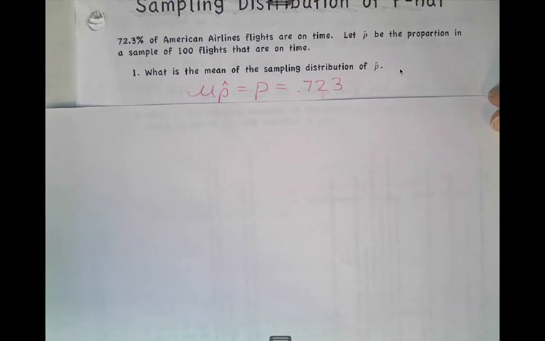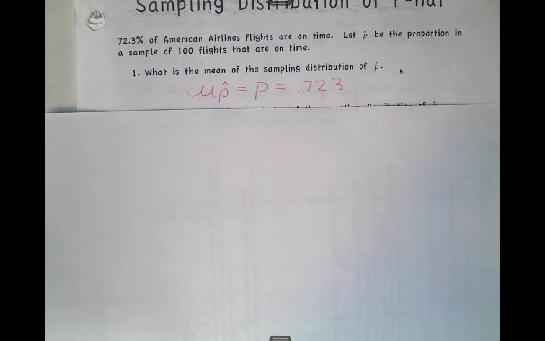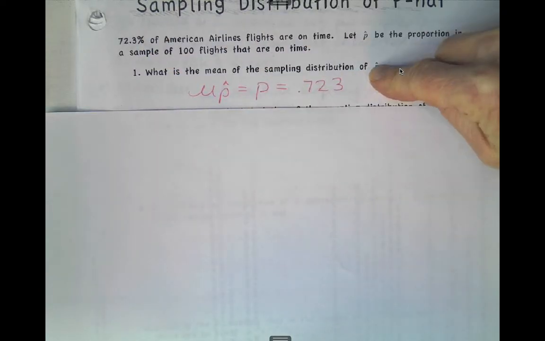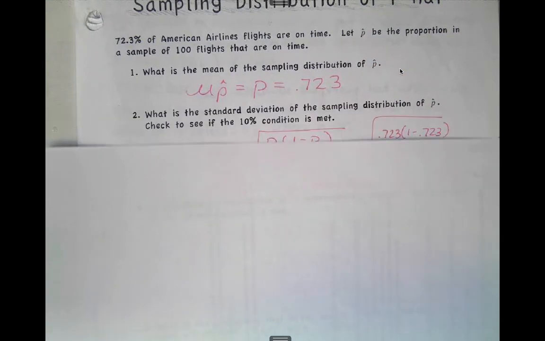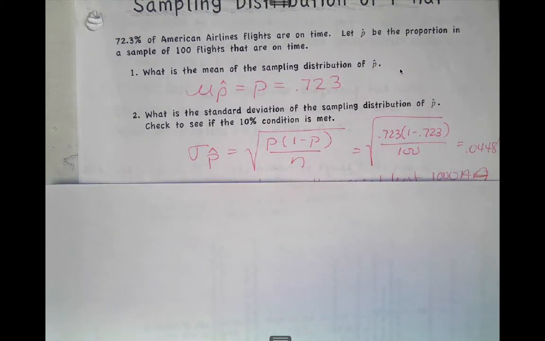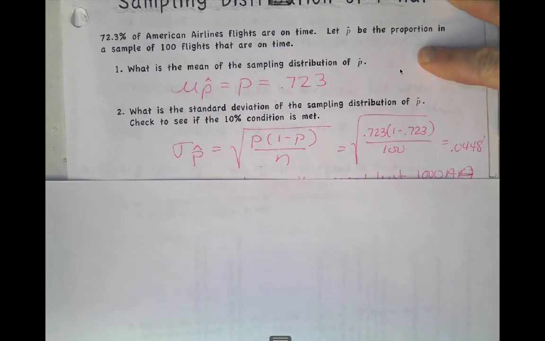Sorry about that. Alright, so the mean of the sampling distribution, so the mean of p hat is equal to p. So you're just going to take that 72.3% to get 0.723. The standard deviation, so there's your formula. Plug everything in, you get 0.0448.